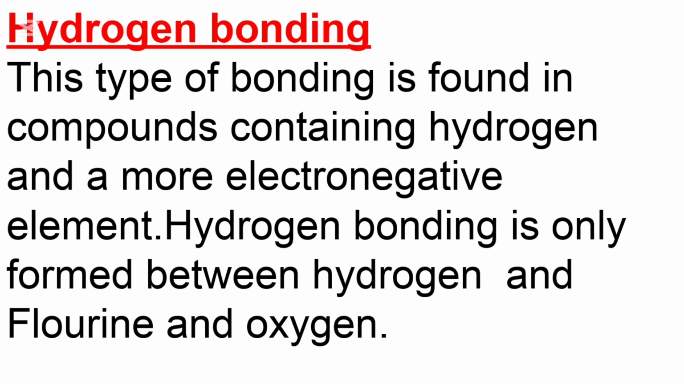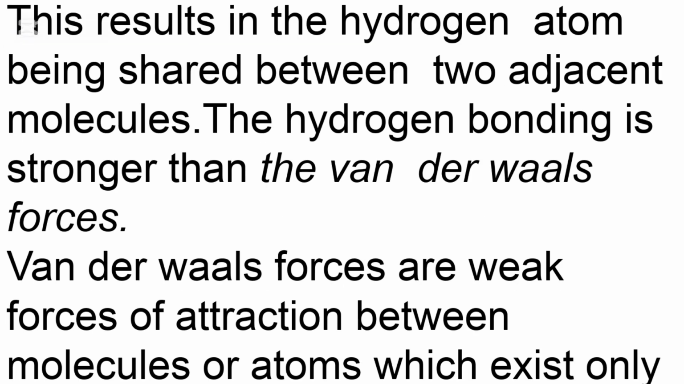Then we look at the hydrogen bonding. This type of bonding is found in compounds containing hydrogen and more electronegative elements. Hydrogen bonding is only formed between hydrogen and fluorine and hydrogen and oxygen, because fluorine and oxygen are more electronegative than hydrogen. This results in the hydrogen atom being shared between two adjacent molecules.